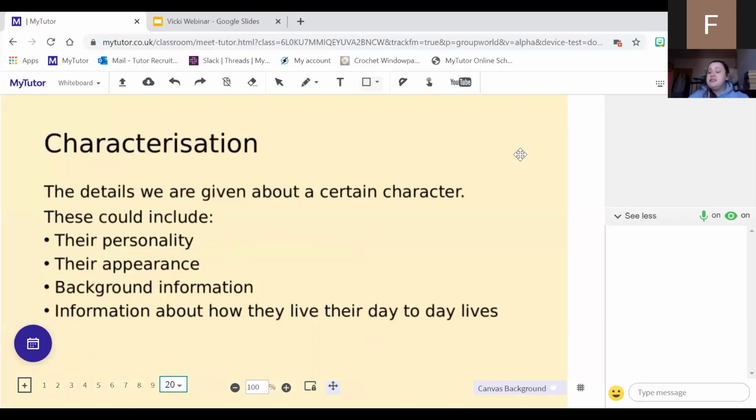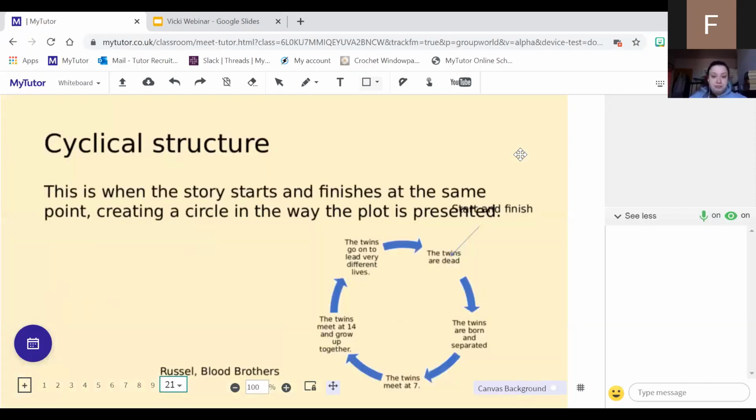Characterization, so this is details that we learn about a certain character, so personality, appearance, background information, or how they live their day-to-day lives. Pretty straightforward one. Nice one that you can usually roll into one of those other bullet points.